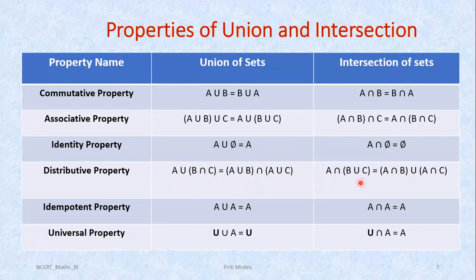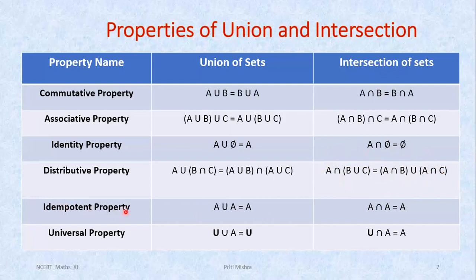These two operations will give you the same result. This is the distributive property for union of sets. Now let's find it for the intersection of sets. If at first you are finding the union of two sets B and C, and then finding the intersection of set A with this set B union C, that will remain the same if you are finding A intersection B at first and A intersection C, and then finding their union. So this is a distributive property. Here we are distributing the intersection of set A over B and the intersection of set A over C.